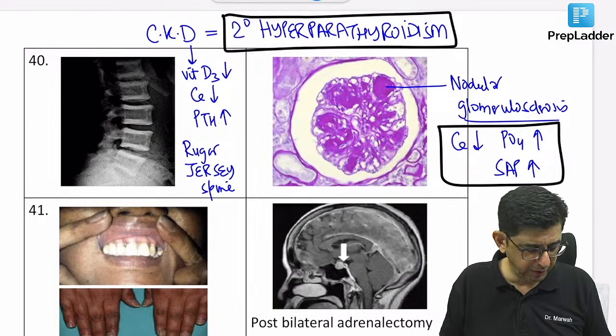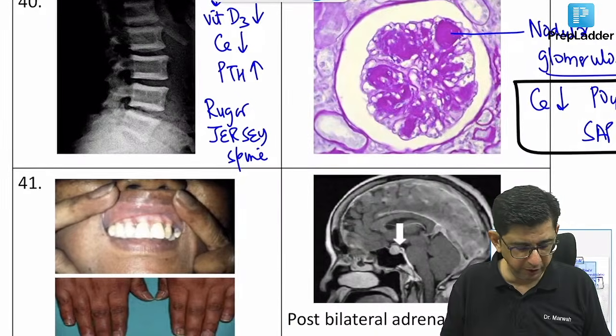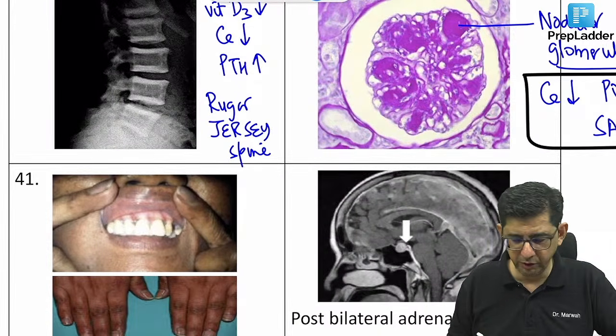And yes, I think the next one was picked up, renal osteodystrophy. Darshan, a very good word that you put up.